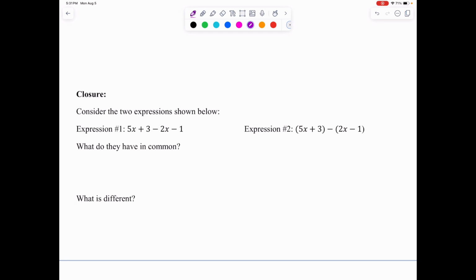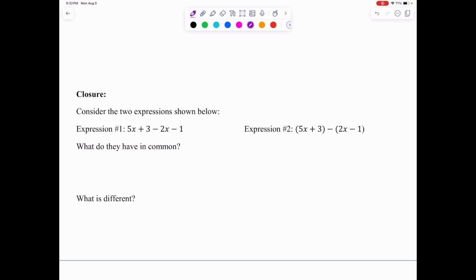So it says, consider the two expressions shown below. So I give you expression 1 and expression 2. Make sure you look at those very carefully. And then I have 2 questions I'd like you to answer. What do they have in common? And what is different? So at this time, please pause the video, try the best you can to come up with what you think the answer or answers to these questions are, and then resume the video to go over the answers.